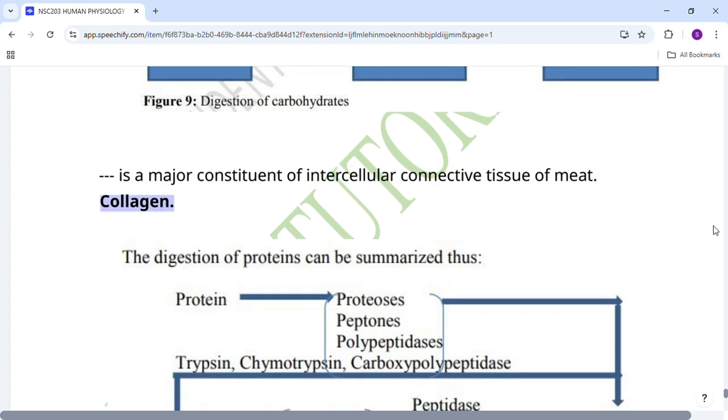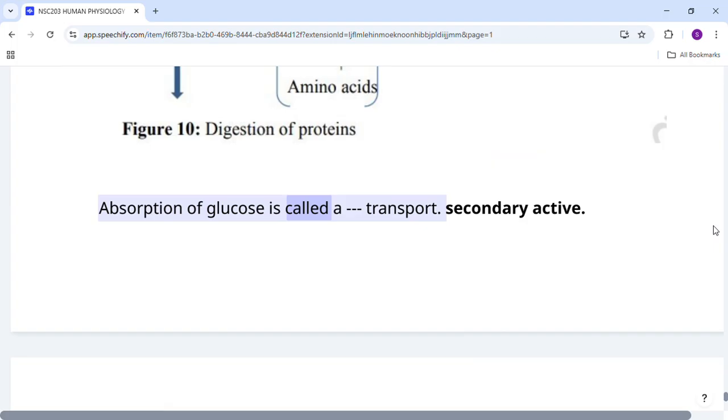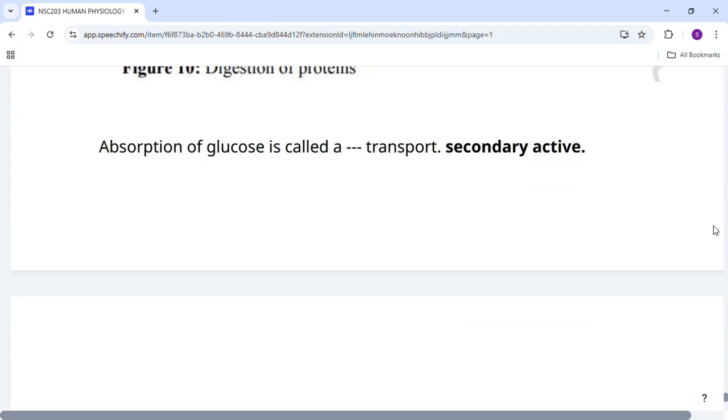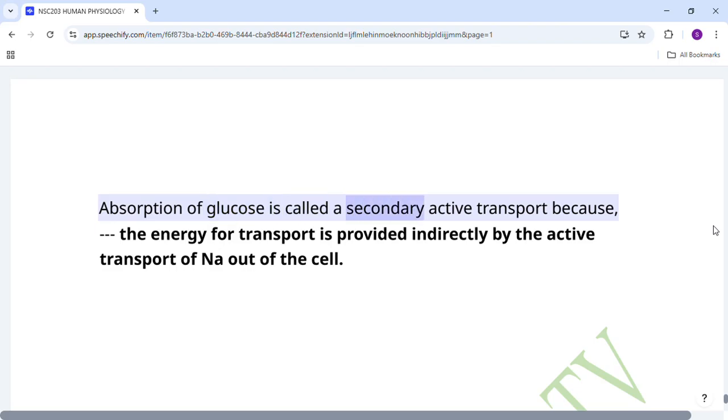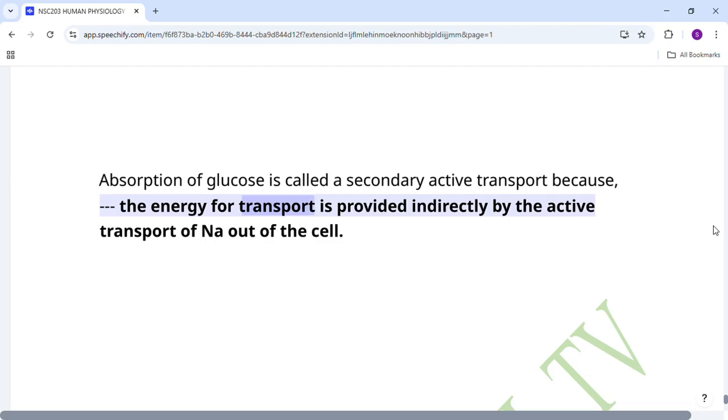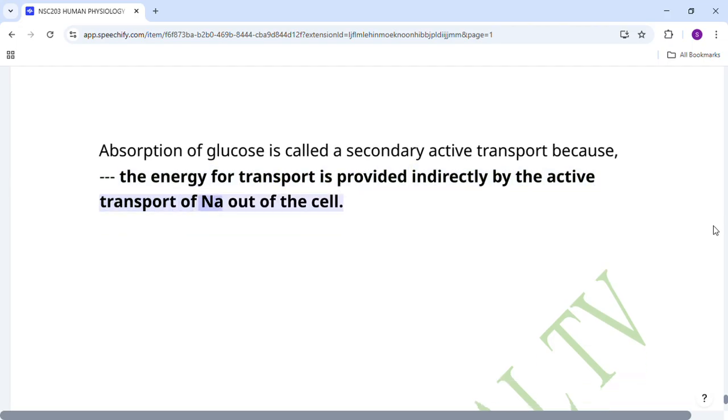Collagen is a major constituent of intercellular connective tissue of meat. Absorption of glucose is called a secondary active transport because the energy for transport is provided indirectly by the active transport of Na out of the cell.